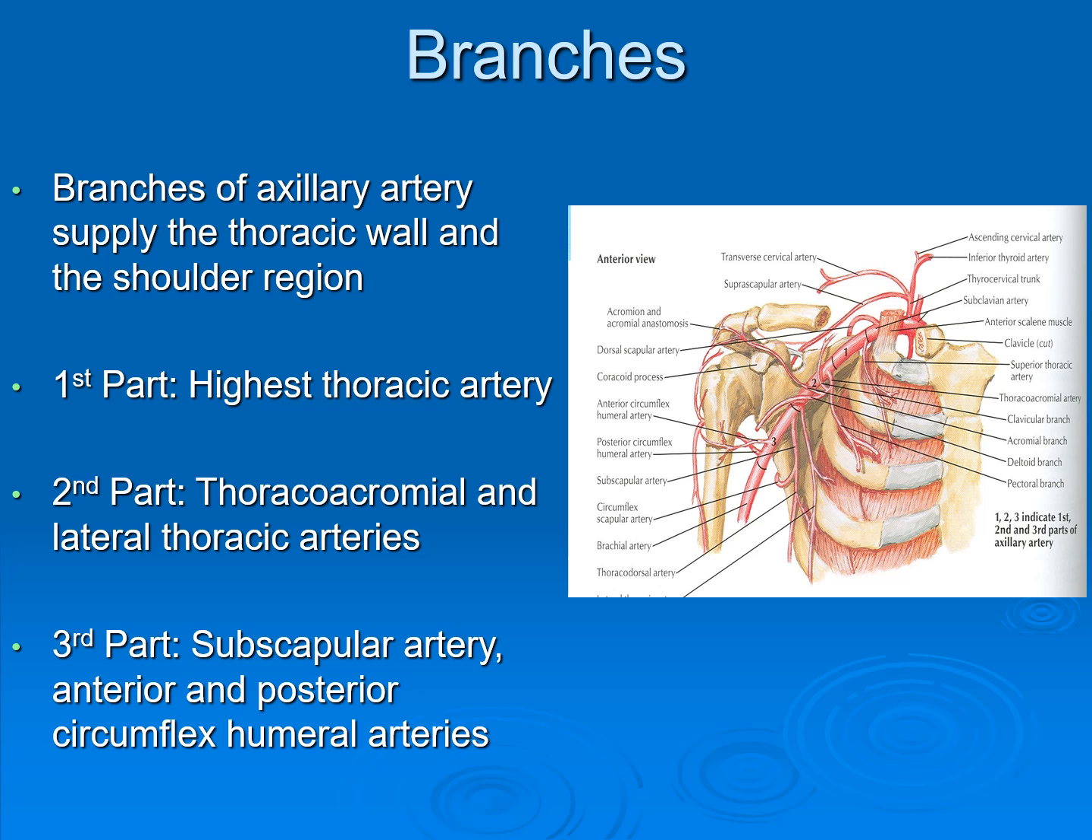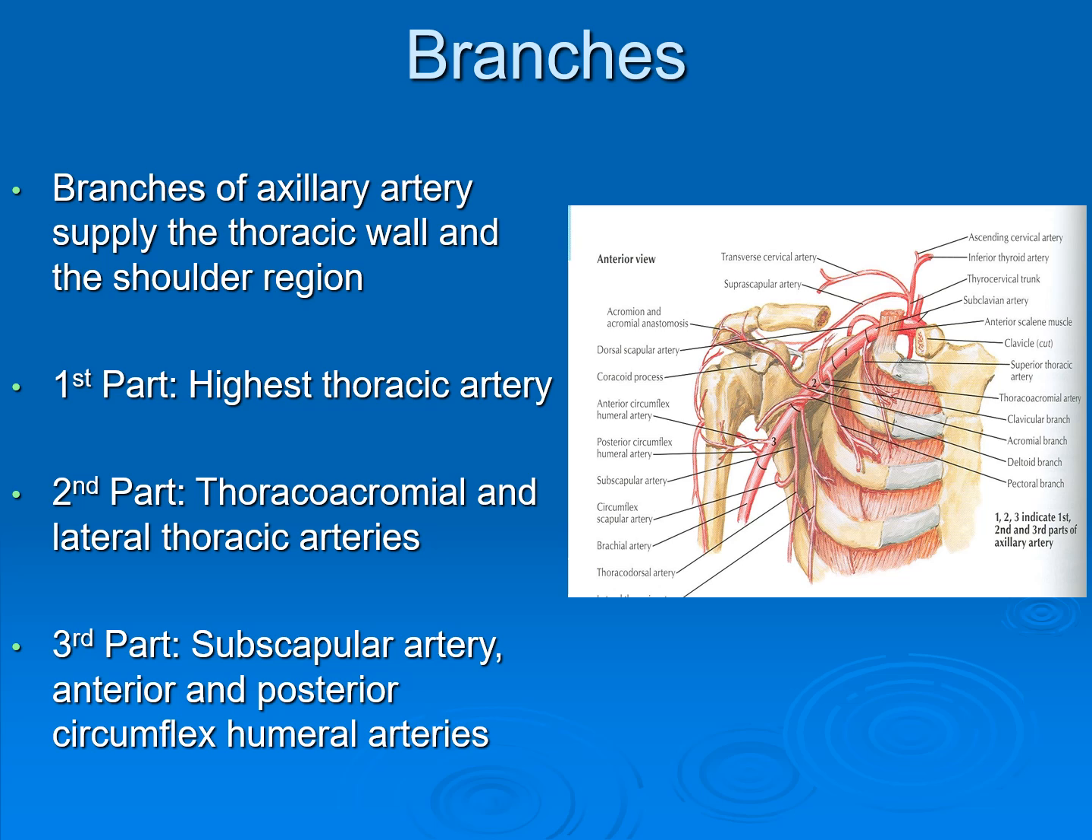Now, we look at the branches of the axillary artery as a whole. It gives off different branches at different parts. At the first part, you have the highest thoracic artery branch. The second part has the thoracoacromial branch. This supplies towards the acromial end of the scapula, and it also gives off the lateral thoracic artery. Then you also have the subscapular artery coming from the third part, and the anterior and posterior circumflex humeral arteries as well.